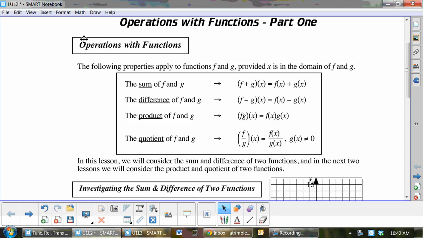Okay, so today we're going to be doing lesson 2 and lesson 3.